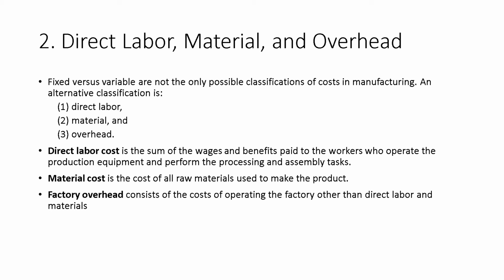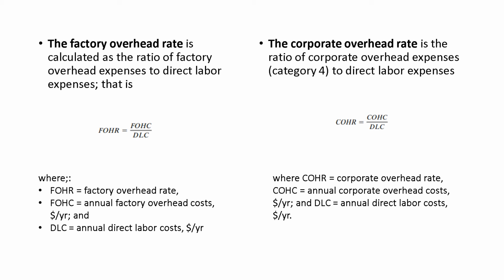Material cost is the cost of all raw material used to make the product. Factory overhead consists of the cost of operating the factory other than direct labor and material. The factory overhead rate is calculated as the ratio of factory overhead expenses to direct labor expenses. That is the equation. The corporate overhead rate is the ratio of corporate overhead expenses to direct labor expenses.